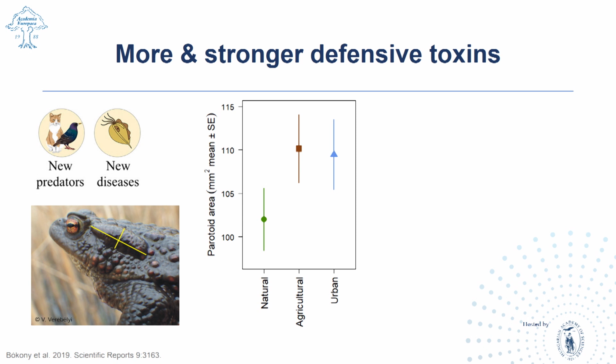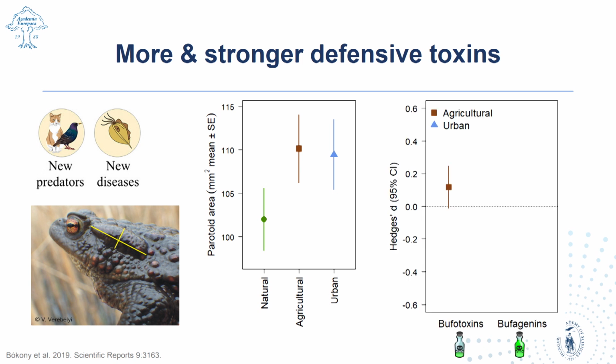We also took a toxin sample from each toad and measured its chemical composition, which can be grouped into the less toxic bufatoxins and the more toxic bufagenins. And this is a tricky graph because we had a lot of different chemical compounds, so we had to analyze them with meta-analyses. And so here the horizontal dotted line represents the natural habitat. And this error bar, for example, in brown, is the difference between the agricultural and the natural habitat in the overall concentration of bufatoxins.